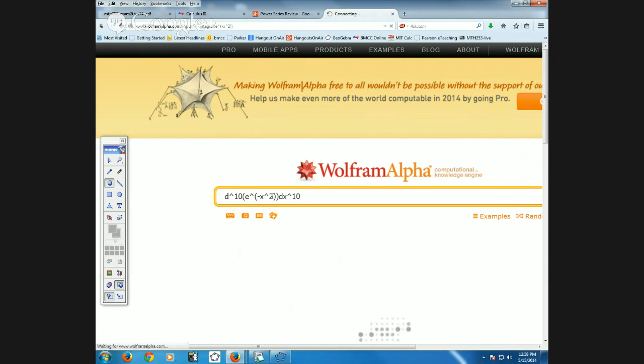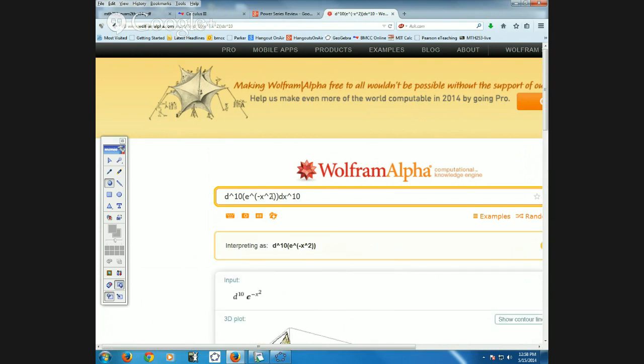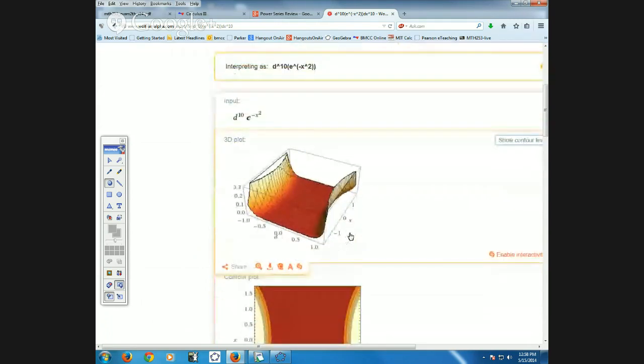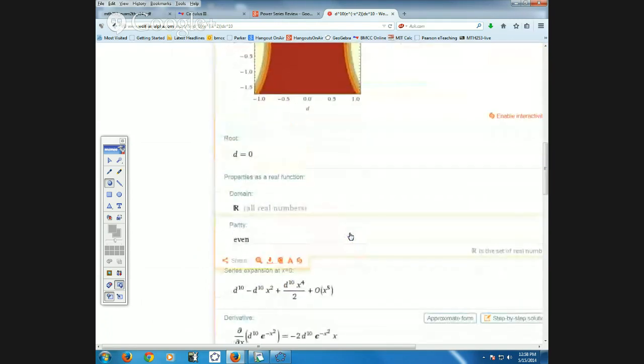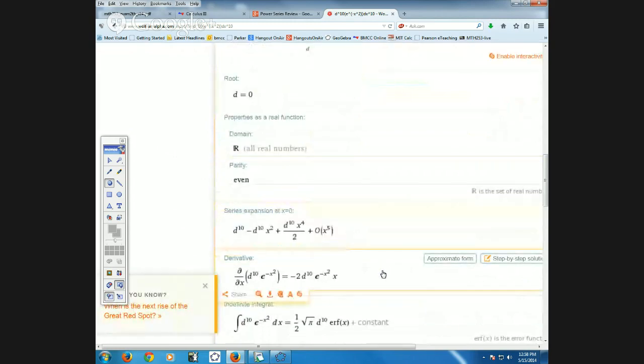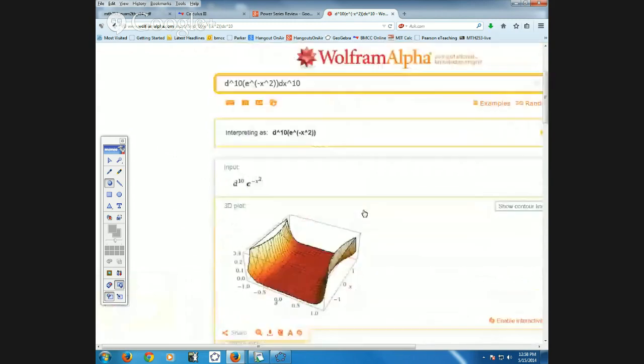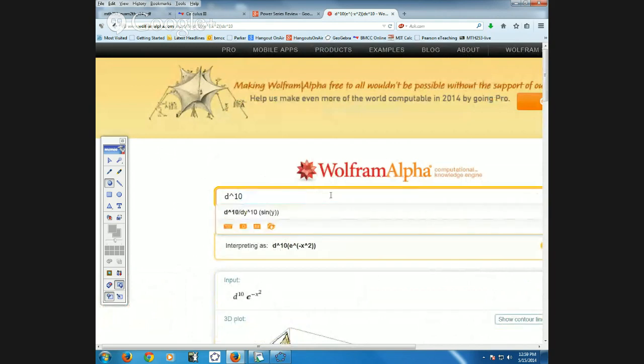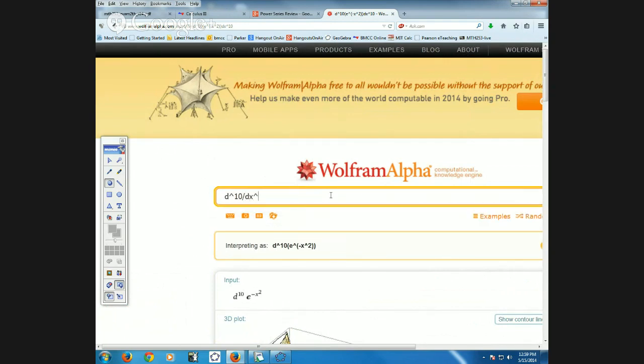Let's see, does it understand that this is the 10th derivative? Interpreting as the 10th derivative, maybe. It interpreted it as something else. Weird. Not what I was hoping for. Let's try something else. Okay, it says try typing it this way. You know, it can interpret words too. I might just be able to say 10th derivative.